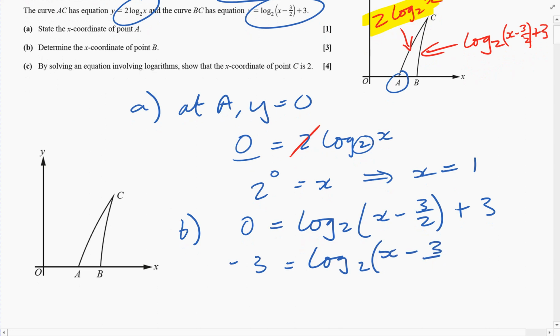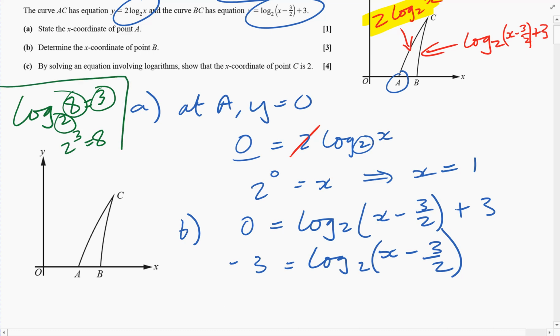If ever you forget how logs work, I always just remember that if you have log 8 to the base 2, that equals 3. And the reason for that is 2 cubed equals 8. So you're always doing this to the power of this equals this. That's not got anything to do with this particular question, but using that, we know that 2 to the power of minus 3 is going to equal this.